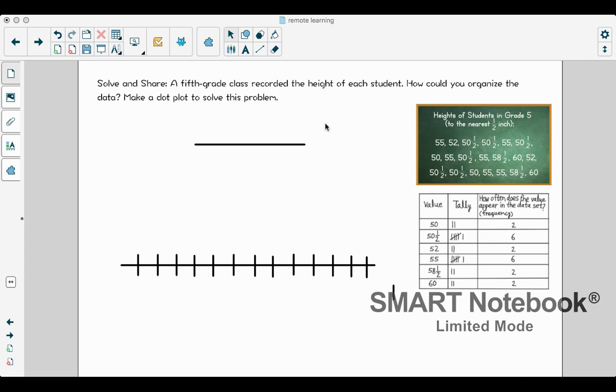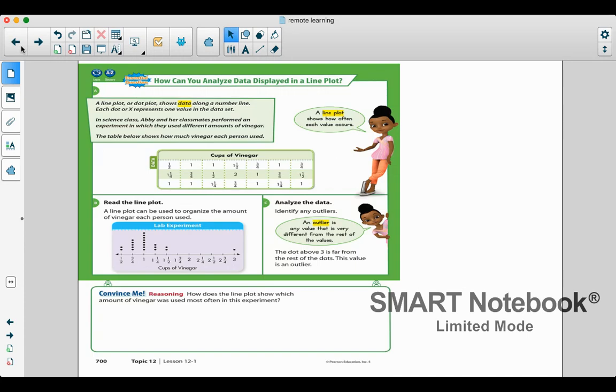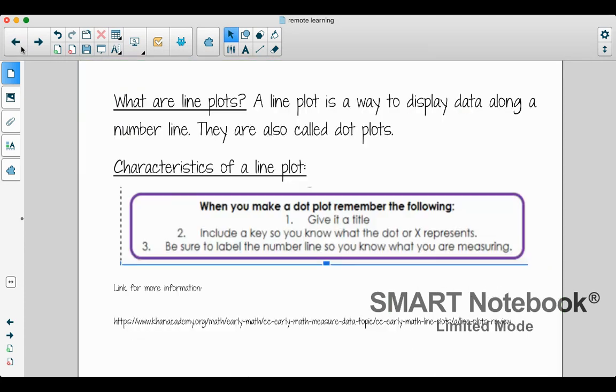All right. So we remember from yesterday, if we go back to yesterday's lesson, what are line plots? A line plot is a way to display data along a number line. They are also called dot plots. Characteristics of a line plot: they have titles. They include a key so you know what each dot or X represents. And you have to make sure to label the number line so you know what you are measuring.